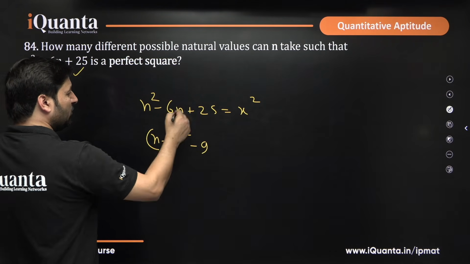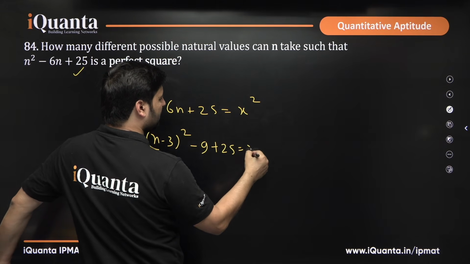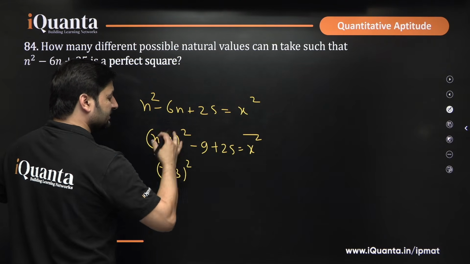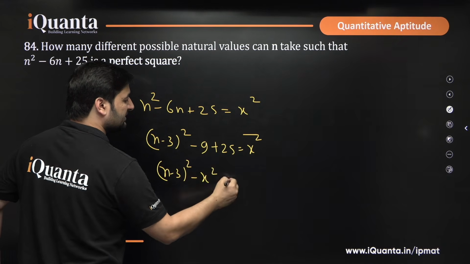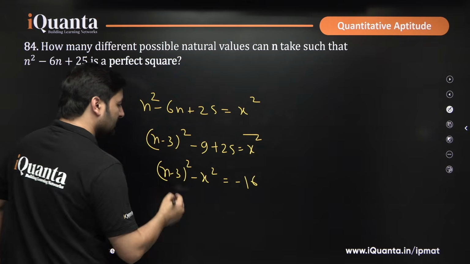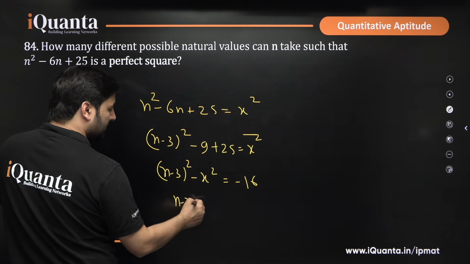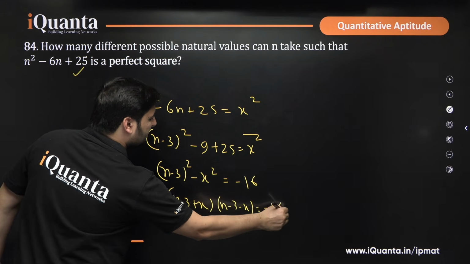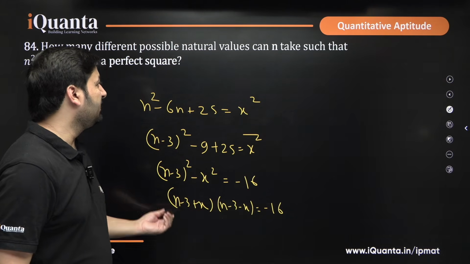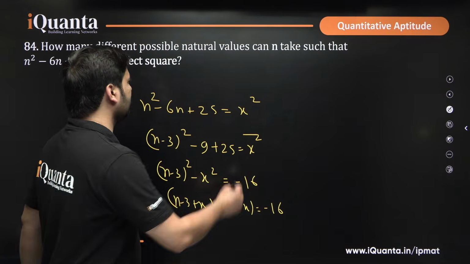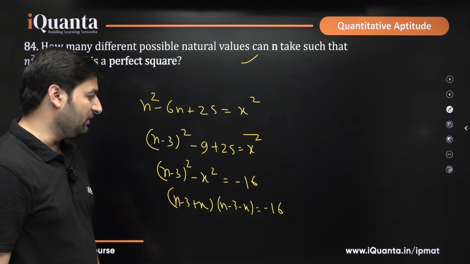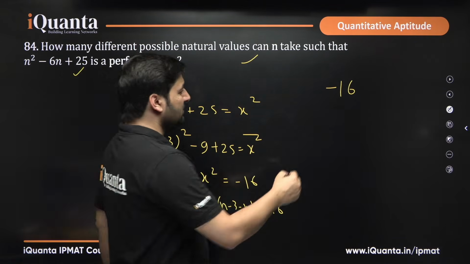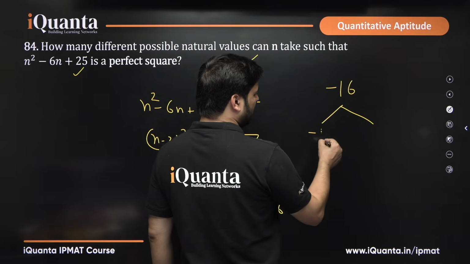Then only you will be getting this part, there is an extra 25 over here and there is x square over here. What do you get? You get (n minus 3) square. This x square comes here, minus x square, this plus 16 goes there, minus 16. So, a square minus b square, so (a plus b) into (a minus b), that is equal to minus 16. Now, there are two numbers, they should be multiplied with each other to give minus 16, and we again have to find natural possible values of n. So, minus 16 will now be divided into a lot of cases. Minus 16 can be written as minus 1 into 16.